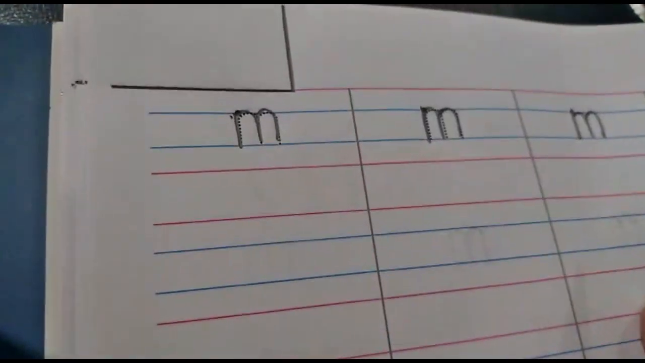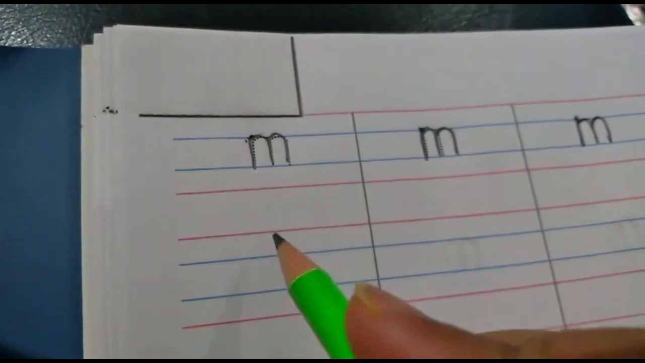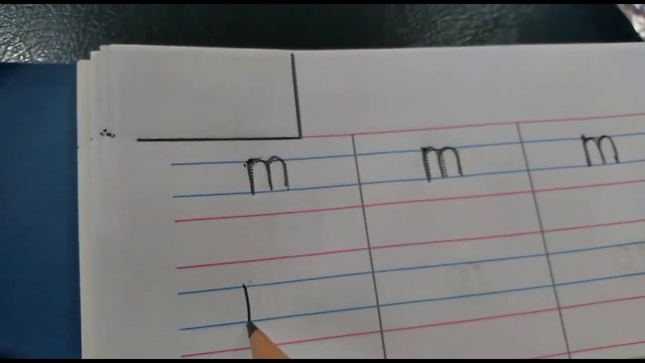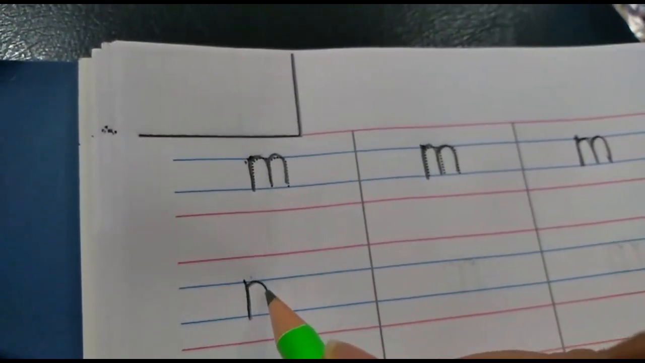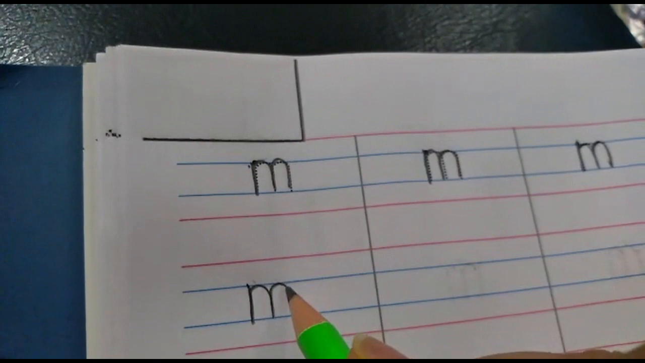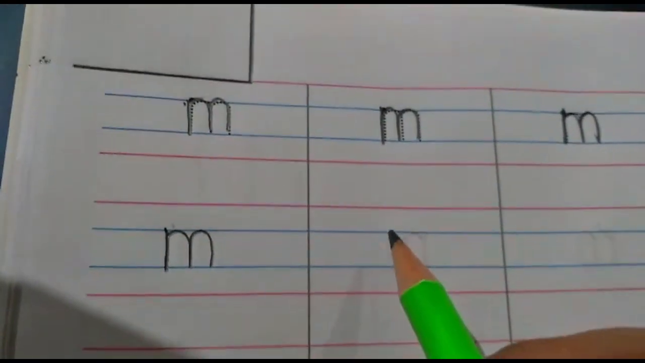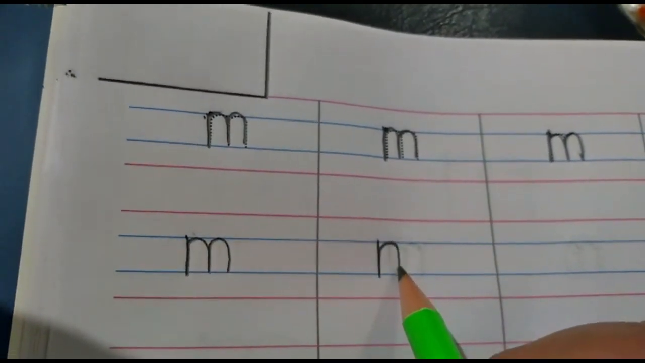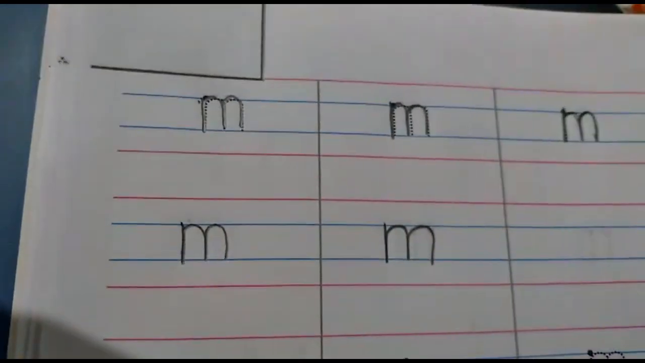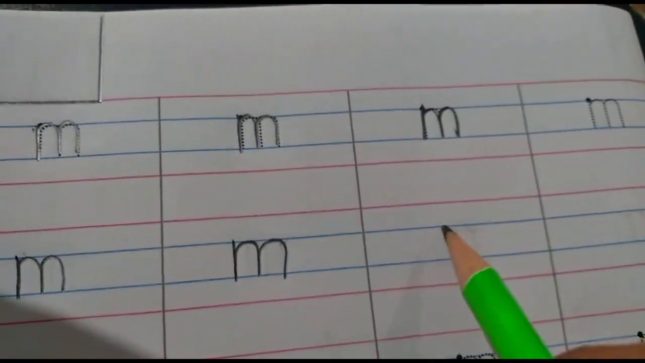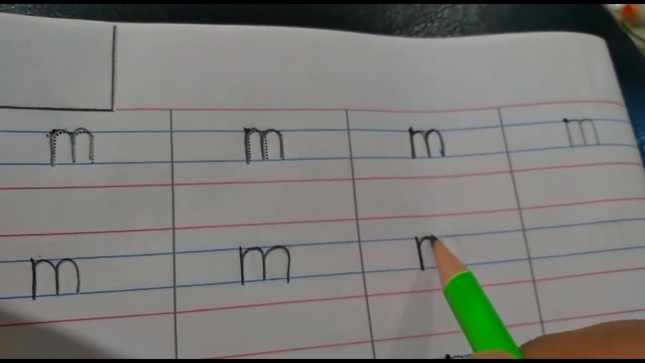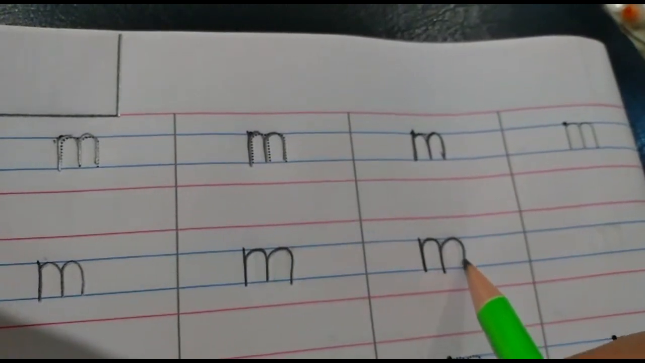Okay, now let's write independently. Come on, we will start from the top. Okay, come on, from top we will come down, we will go up, we will make one bumpety, we will make another bumpety. We will write letter M. Okay, come on, again. Start from top, come down, up again, one bumpety, another bumpety. Letter M.